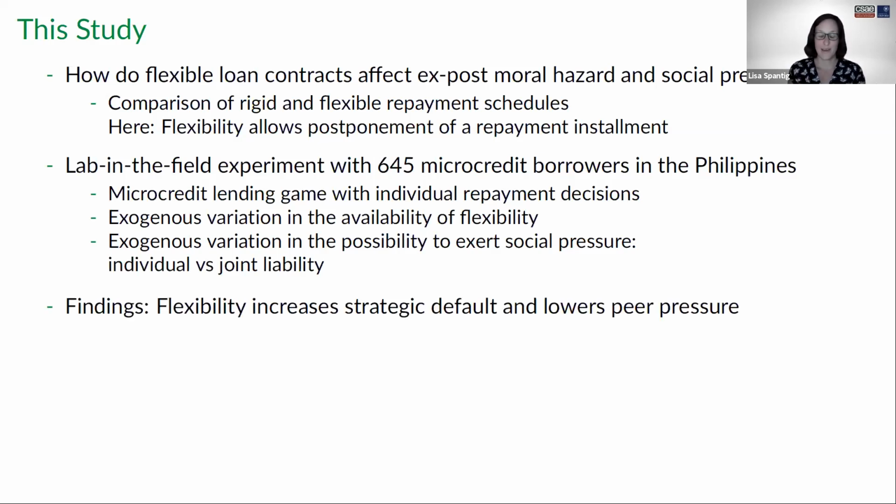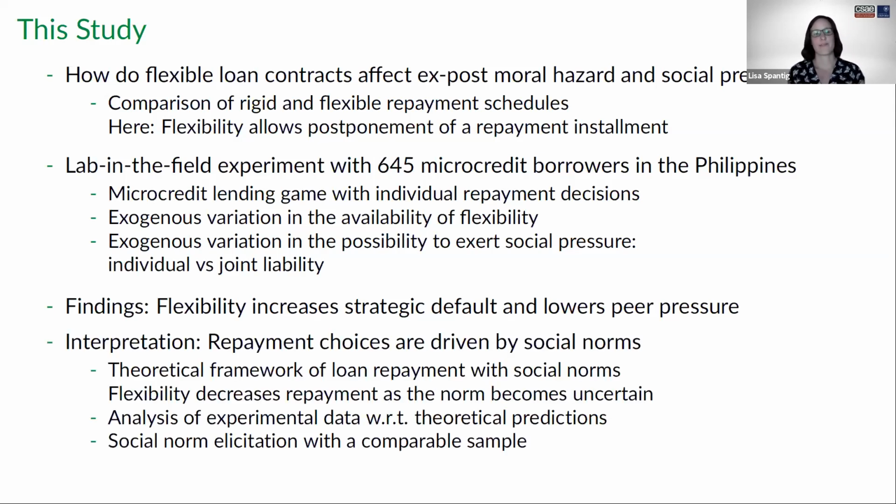And findings: we see a benefit and a cost of flexibility, in the sense that flexibility increases the choice not to repay, so the strategic default, but it lowers social pressure. Now, how can we explain this? This is the second part of the paper, where we argue that repayment choices are driven by social norms. We have a theoretical framework, and the one-sentence intuition is that flexibility decreases repayment because the norm that applies to repayment is based on these flexible repayment installments.